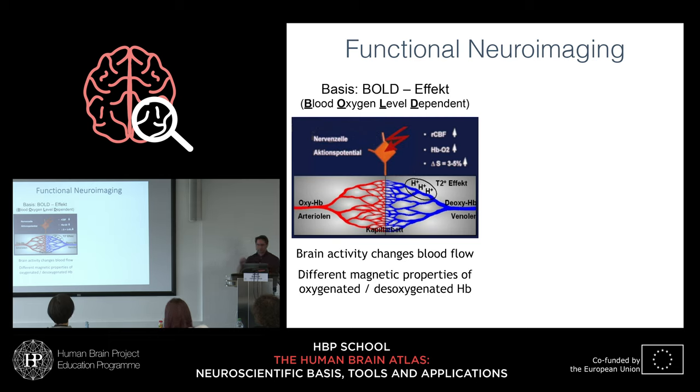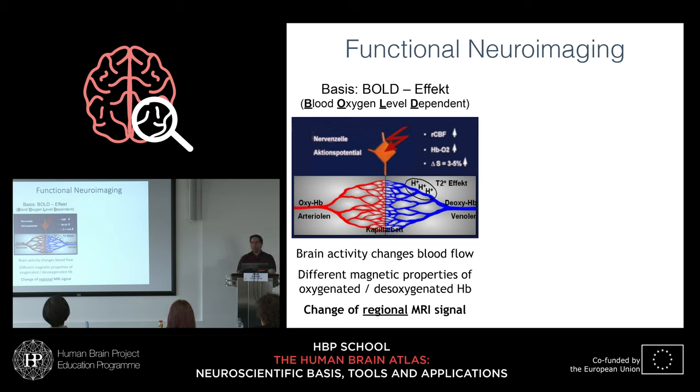So in the end, what happens as the whole cascade is you have neuronal activation that leads to a release of vasodilatory substances, nitric oxide in particular, that causes an increased inflow in blood that changes the oxygenated to deoxygenated hemoglobin ratio. And in particular, since these two have different magnetic properties, it changes the MRI signal. So, in the end, when there's more activity in the brain, these voxels become brighter. It's actually very nice. It's a long and winding road to get there, but in the end, more activity means brighter images.